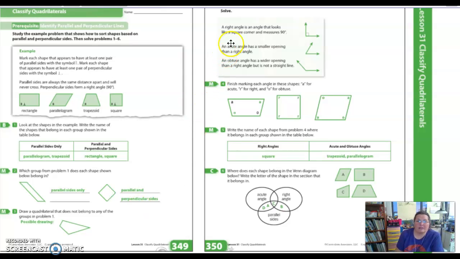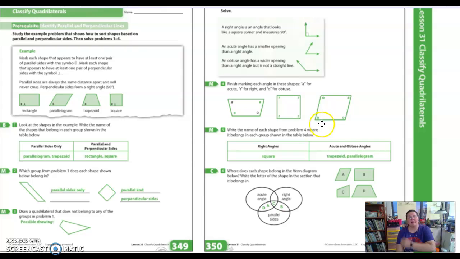And then we move right over here, and it says to solve, and it goes over the definition of a right angle, an acute angle, and an obtuse angle. Number 4, you needed to write down the R's and the O's and the A's for these corners. So right here we have A, O, O. All 4 of these are R's. And then we have O, A, O, A.